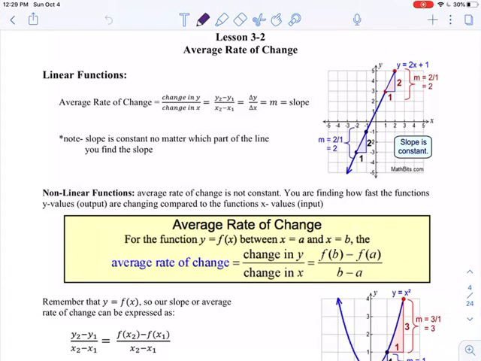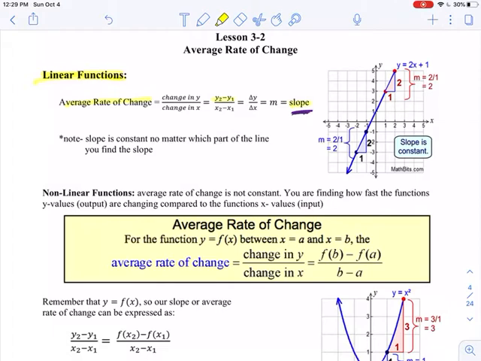Hi Algebra 2, this is Unit 3, Lesson 2, and today we're going to talk about average rate of change. So the first example we're going to look at is a linear function. A linear function is a line, and for a linear function, the average rate of change is basically just the slope. Remember back in geometry, slope was m, it was a change in y over change in x.